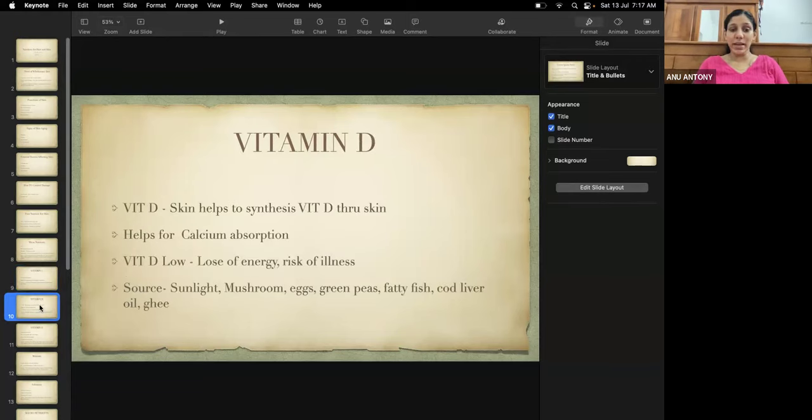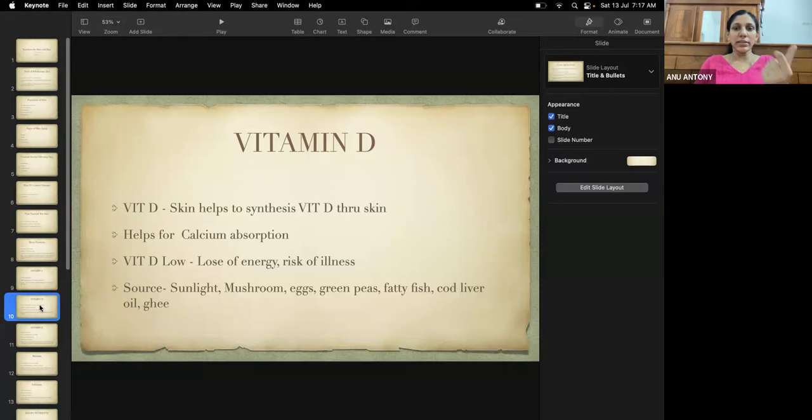Coming to the next, vitamin D. The skin helps to synthesize vitamin D. So whatever we are taking from the sun, the skin helps to synthesize. Coming to the sun bath timing, nowadays the sun is very intense. So you should take a light exposure. You have to check the sun intensity.